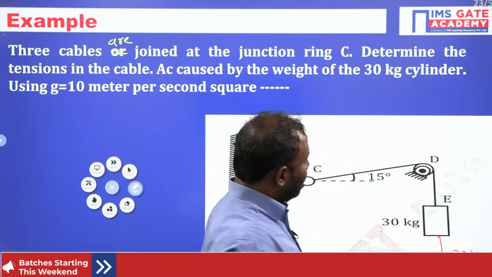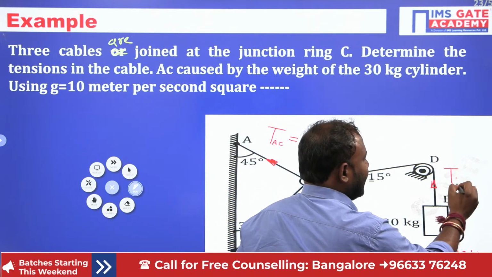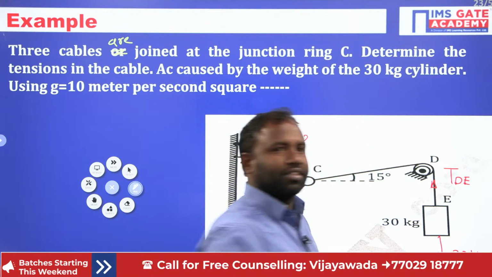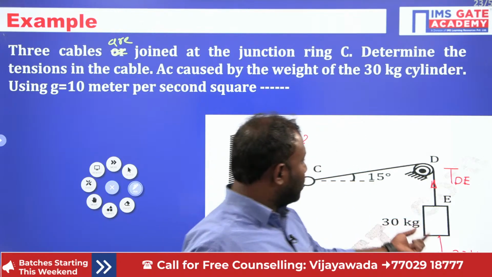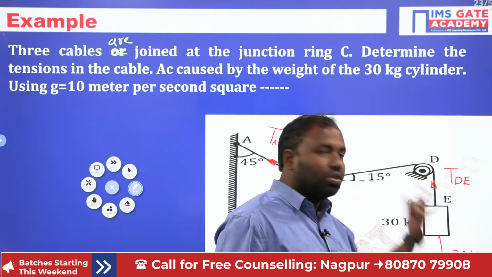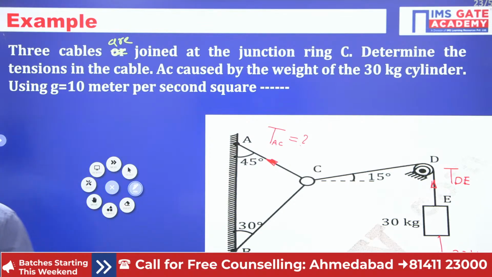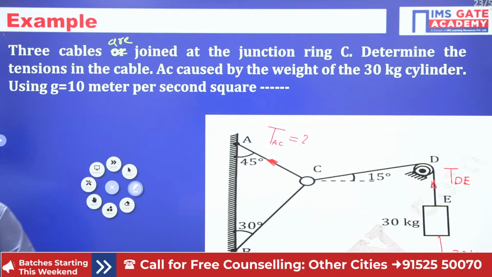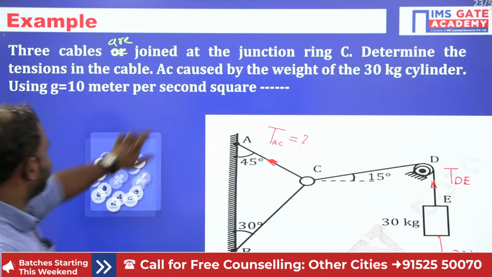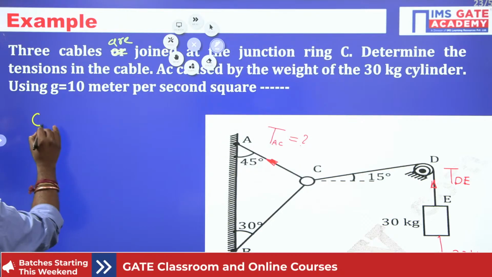Okay, right. Now here some tension is going to be created in TDE. What do you say, guys? So now the tension in the cable of DA is equal to 30 kg, isn't it? Yes or no? Consider equilibrium of the cylinder.